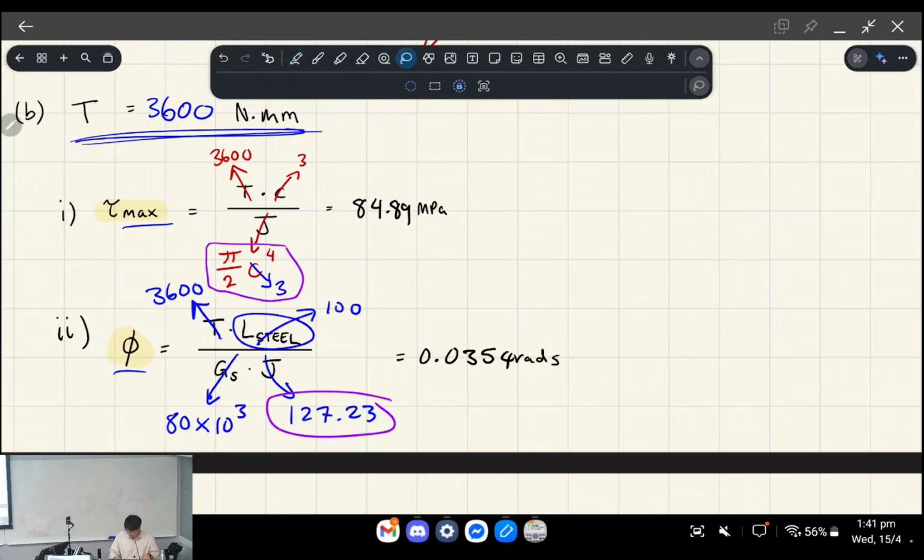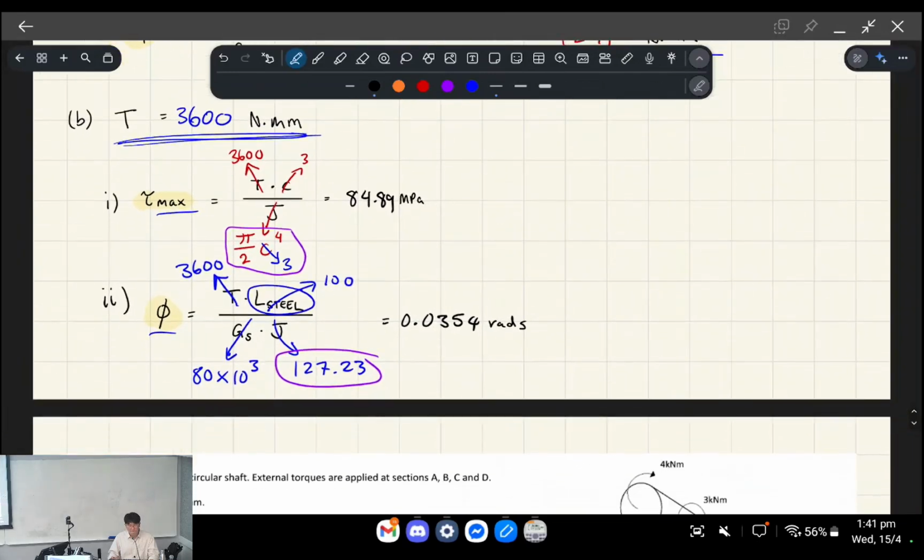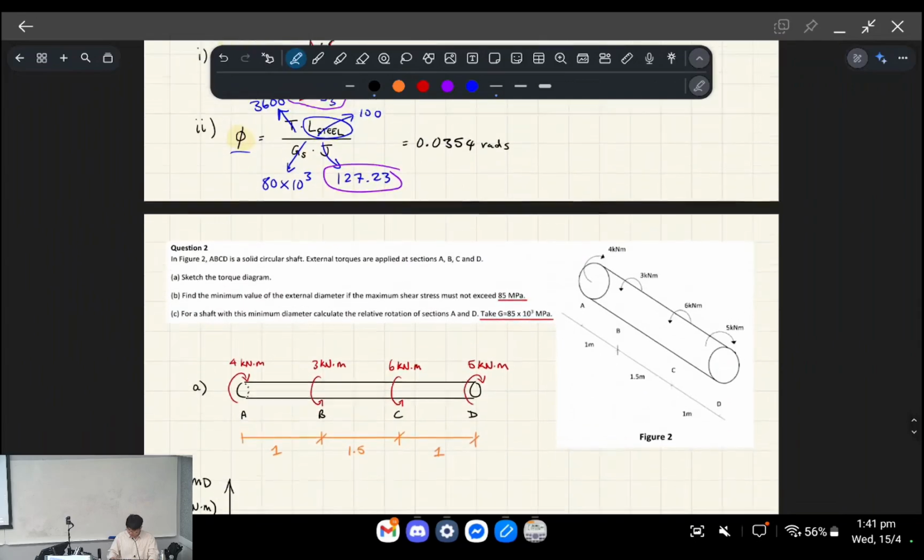Whenever we plug things into this calculator, it becomes unitless. Whenever we plug this into this formula, it becomes unitless. It's in radians. All right. Any questions about that? Nope. Okay. I've got another question.